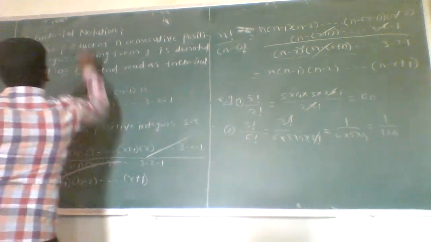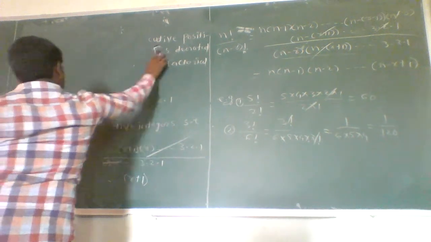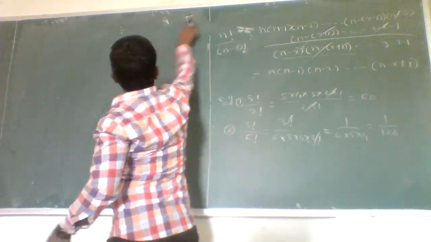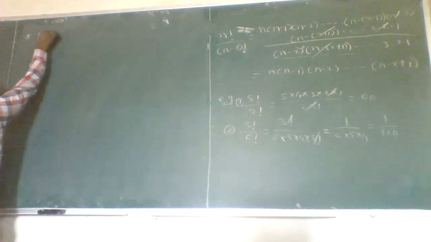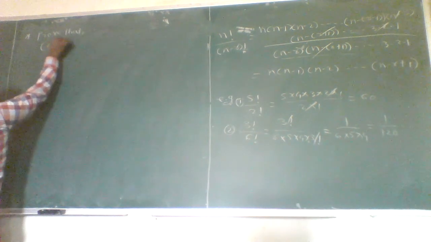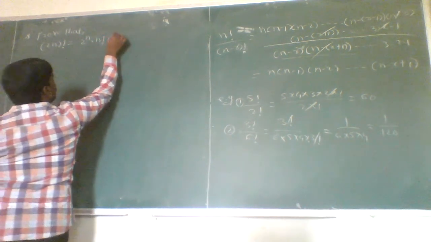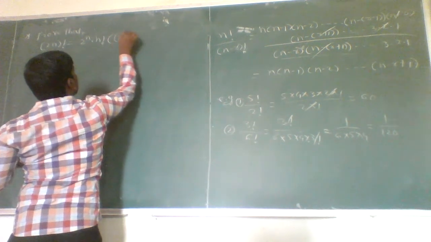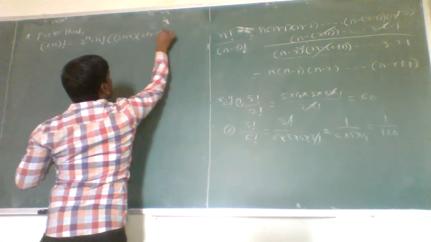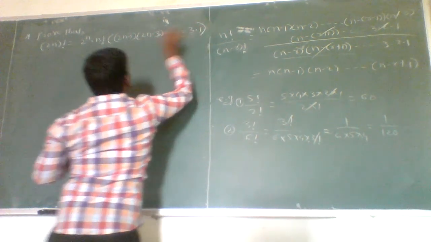Okay? Now, prove that 2n factorial is equal to 2 raised to n into n factorial into 2n minus 1, 2n minus 3, up to so on 3 into 1. Okay?